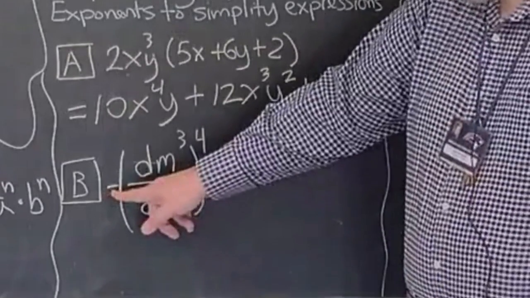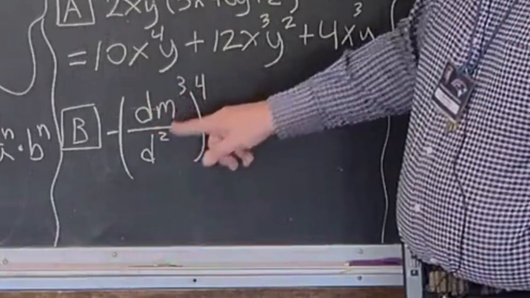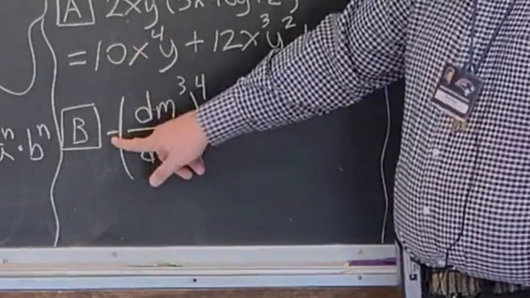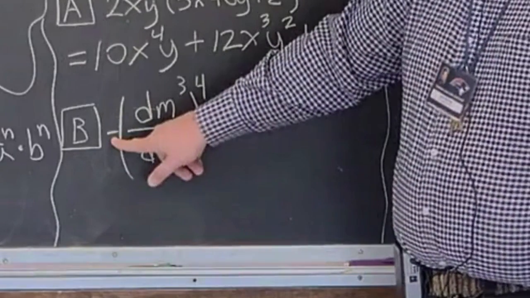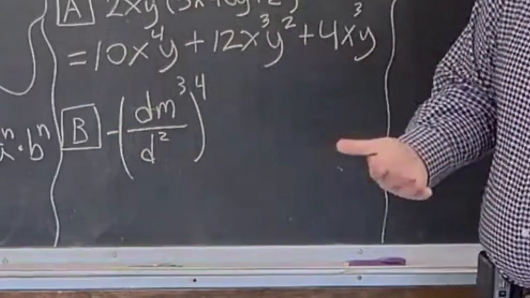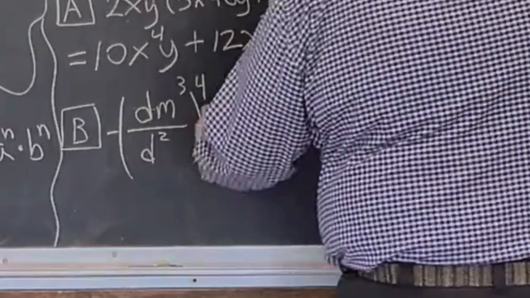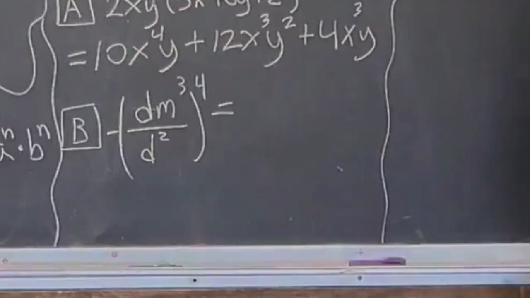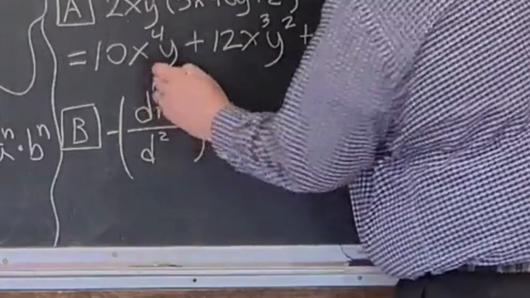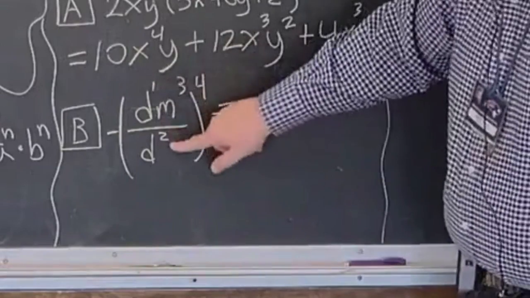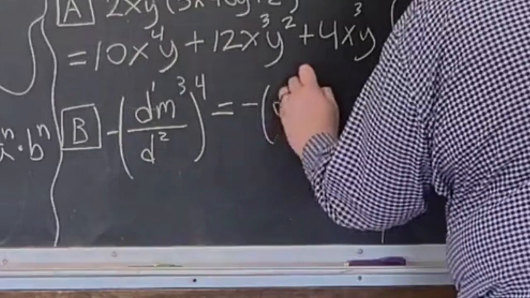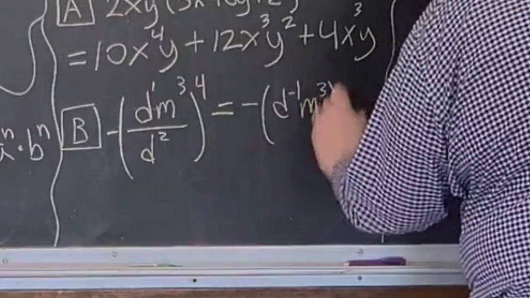This is actually a negative d m cubed over d squared, all to the 4th power. And notice the negative sign is on the outside. That's important because that means that this is a negative 1 times the whole thing. So the final answer should still be negative. Now what I'm going to do first is use my quotient of powers property. This is d to the 1st. This is d to the 2nd. So 1 minus 2 is negative 1. So this becomes negative, parenthesis, d to the negative 1, m to the 3rd, all raised to the 4th.